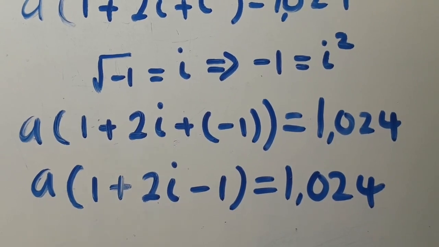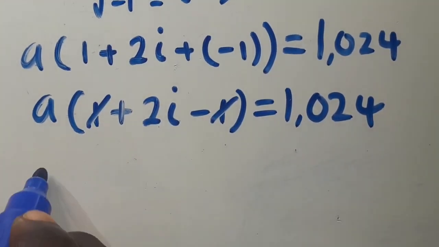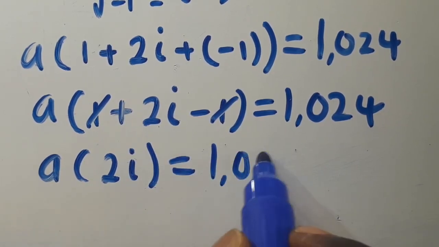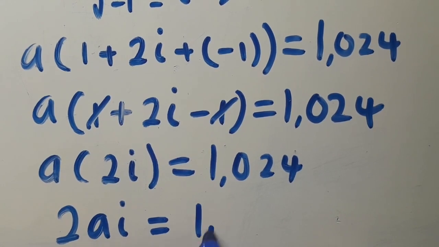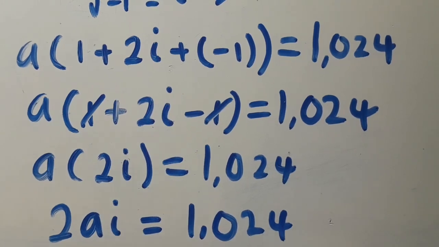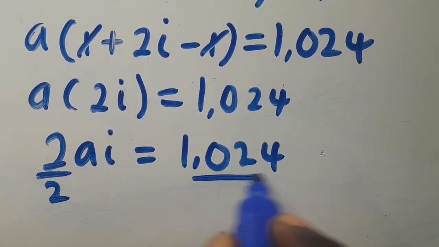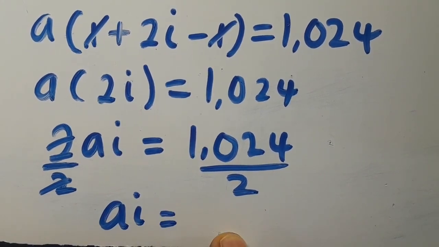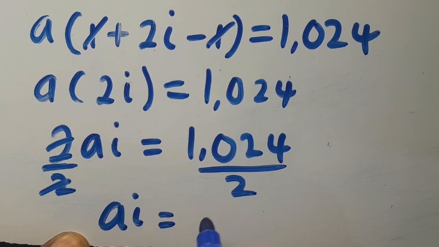So obviously this, we cancel this. So we're going to have here a times only 2i equals 1024. By opening the bracket, we have here 2ai equals 1024. So from here, we can divide through by 2. By dividing through by 2, this will cancel this. We have ai equals 500, this 1024 divided by 2, we have this one to be 512.